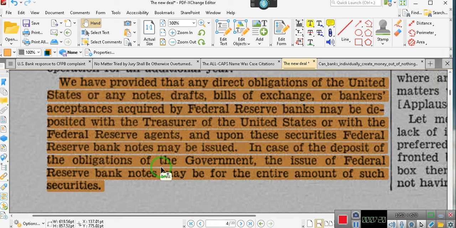Now, if your note doesn't have it and you have one of them old notes, call them up and say, no, I want the note as it exists today. I don't want a scanned copy. I want you to send me a copy of the actual note. They will send you a copy of the note as it exists today.